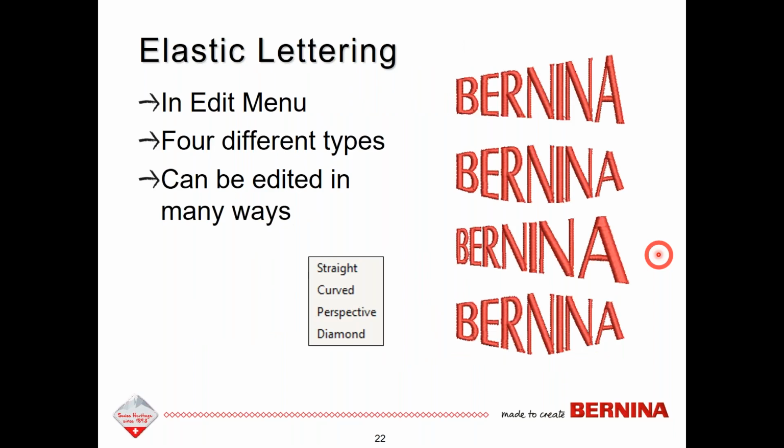In Creator level software, you also have elastic lettering, and this is found in the Edit menu, not the Edit toolbox, but the menu at the very top of your software screen. There are 4 different types of elastic lettering, and you can take those different types and edit them in many ways. The perspective actually makes the words look like they're popping out of the screen. And then the curved lettering and the straight lettering and the diamond, when you reshape that, you have all sorts of control points as well.